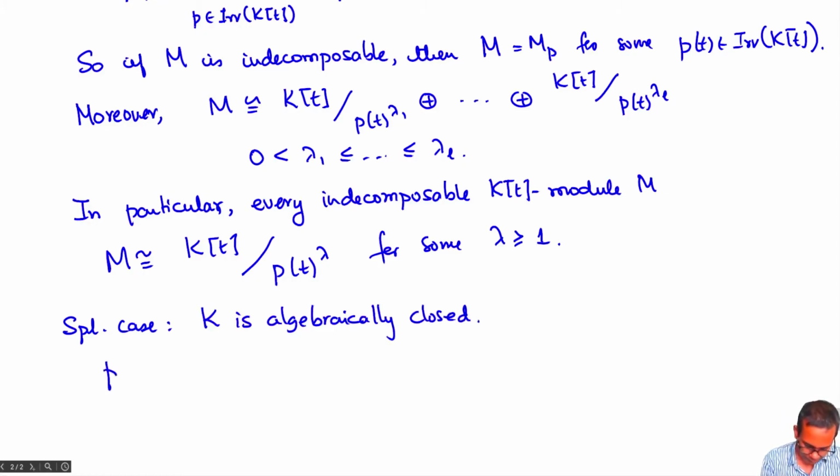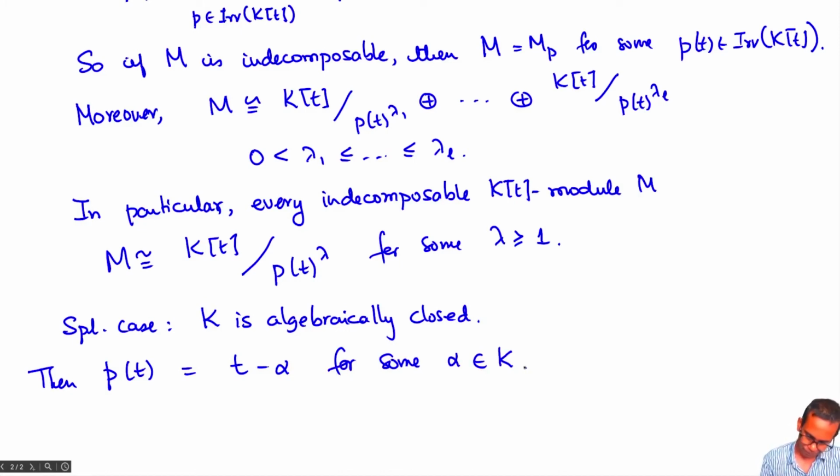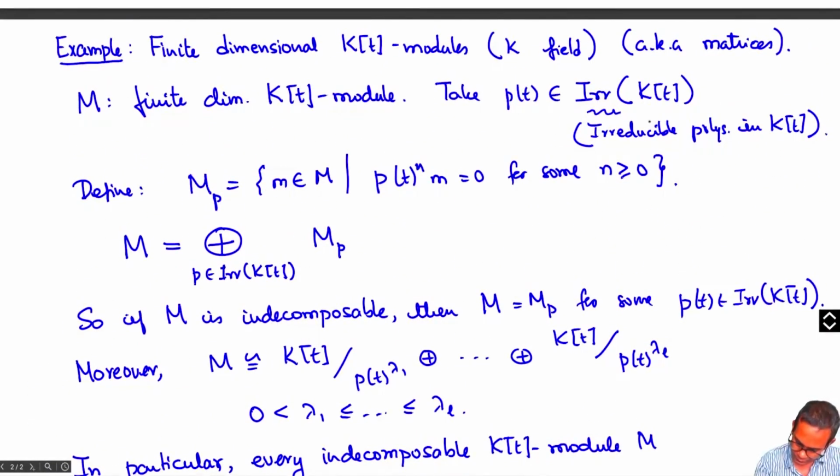In this case, Pt has to be of the form t minus alpha for some alpha in K. Here I should say that, to make this unique, we don't want to consider a polynomial and some K multiple of that polynomial. So maybe here I should say irreducible monic polynomials. So we'll only take polynomials with leading term equal to 1.